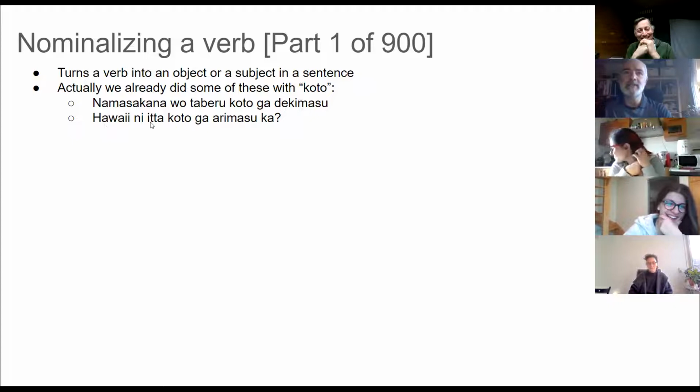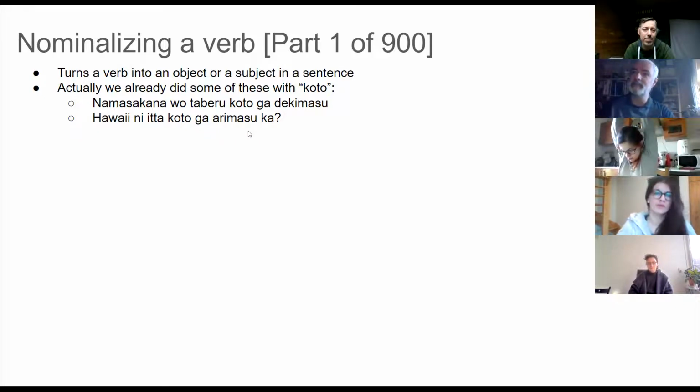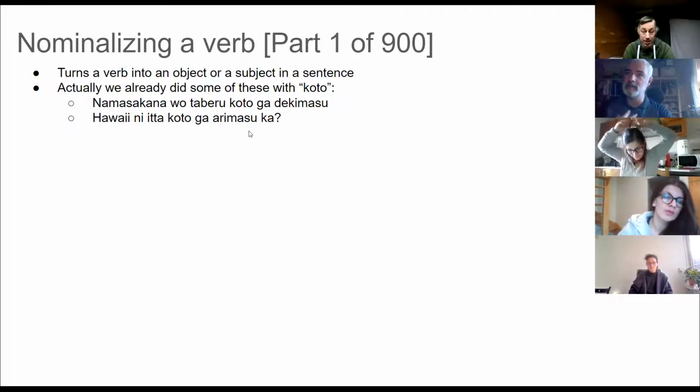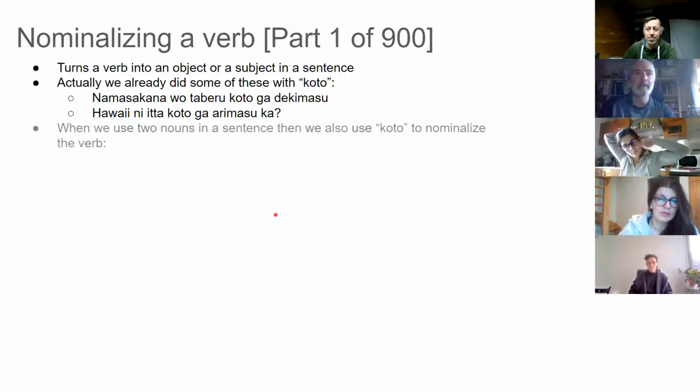And Hawaii ni itta koto ga arimasu, or arimasu ka in the question. So this, of course, is putting the verb into the plain past form. Been to Hawaii, I have the going to Hawaii experience. So this refers to having an experience. Everybody okay so far? Okay.